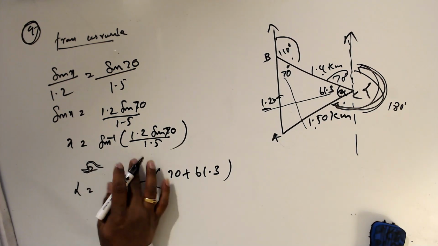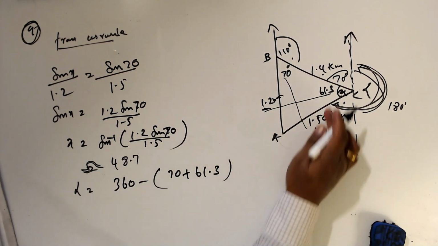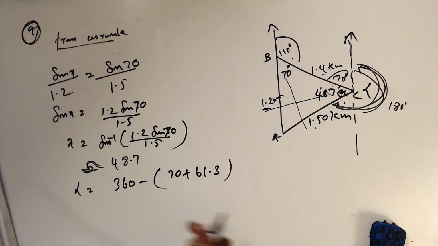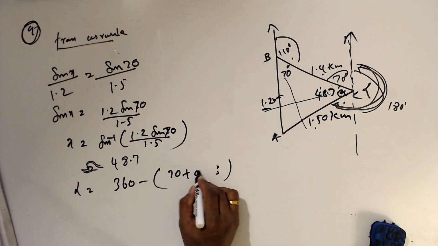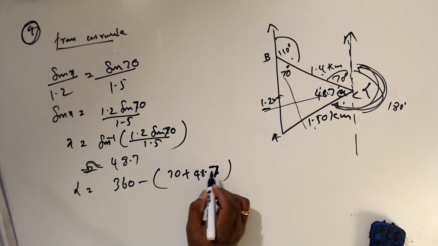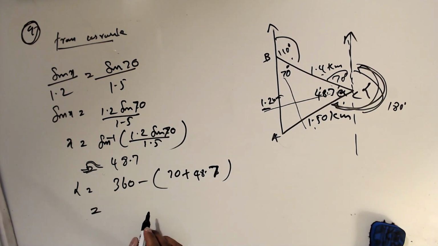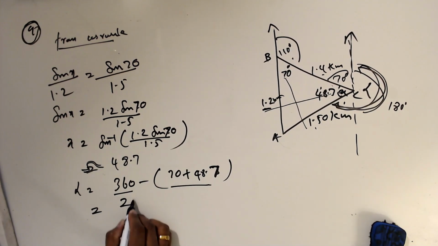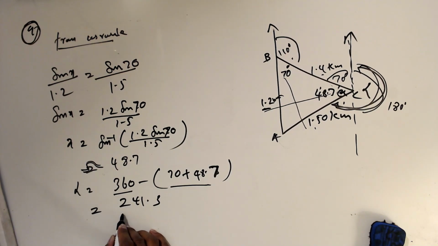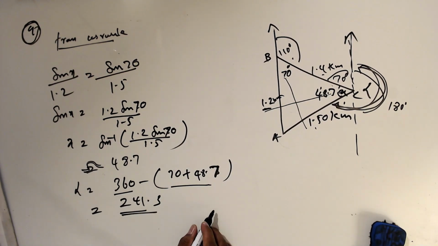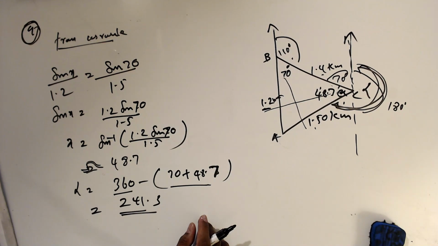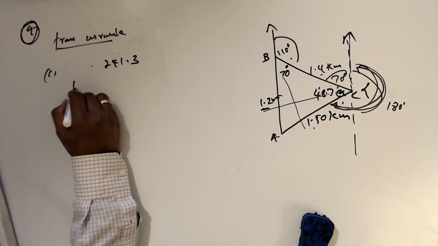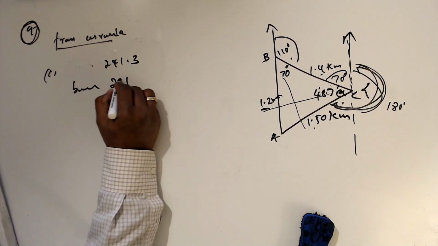This answer is actually 48.7. So this is 48.7, and this has to be 48.7, and 360 minus 118.7, this is going to be 241.3. So the bearing is 241.3. So the angle is 241.3 and the bearing is 241.